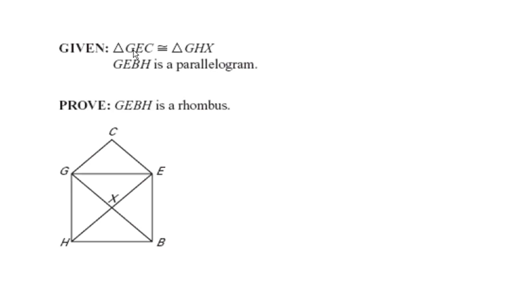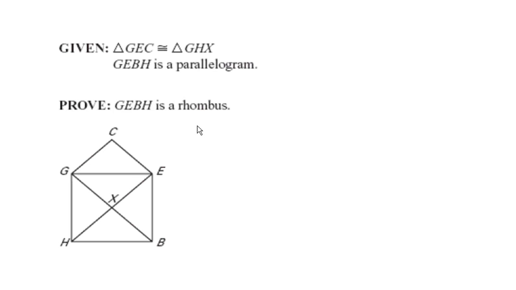We are given that triangle GEC is congruent to triangle GHX, so this one up top is congruent to this one right below it. And furthermore, we know that this quadrilateral right here, GEBH, is a parallelogram. What we have to prove, though, is that it is a rhombus. Well, what makes a rhombus a rhombus? Four congruent sides. So that's what we should be looking for. We should be looking to prove that all four sides are congruent.